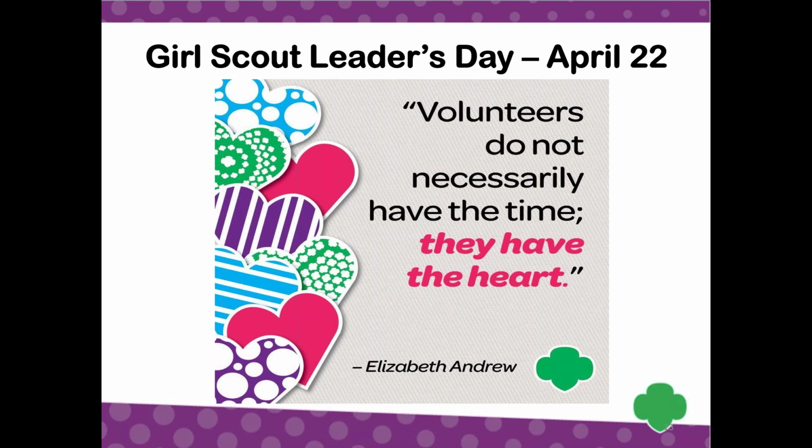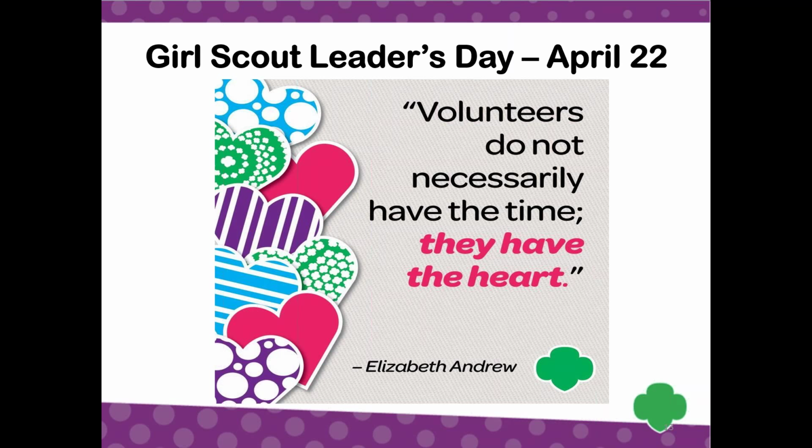So, Katie, how about Girl Scout Leader Appreciation Day. So this is probably one of our most important days to appreciate our leaders and all of our volunteers. Girl Scout Leader Appreciation Day is April 22nd, where April is National Volunteer Month. We always want to say thank you to everyone that helps us. Most definitely. So this is a time for us to honor and let all of our great volunteers and leaders know how important they are to Girl Scouting.